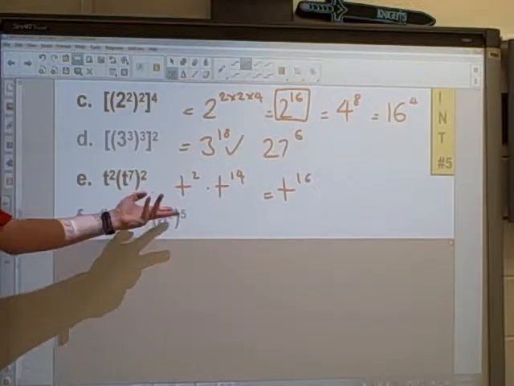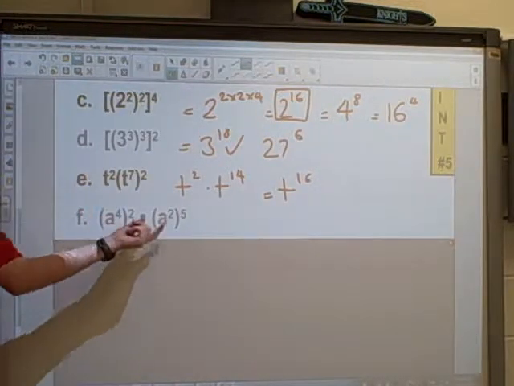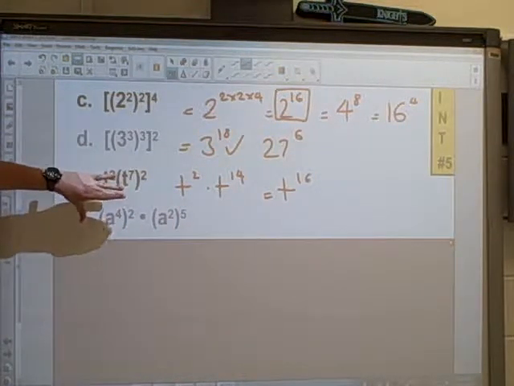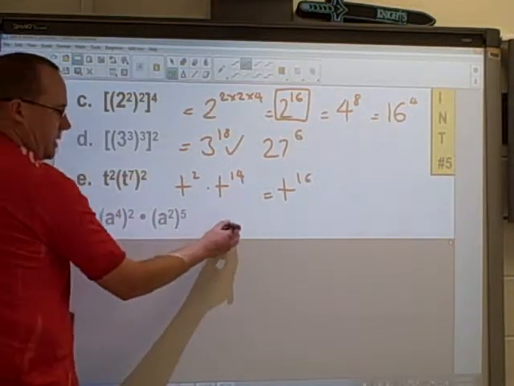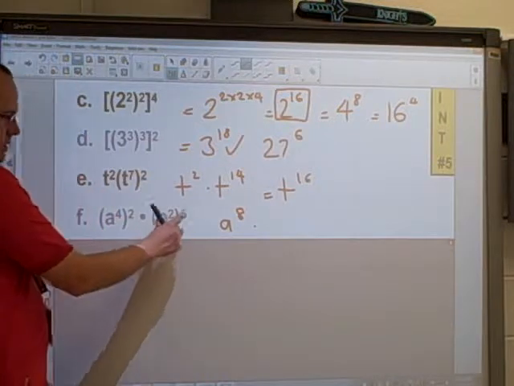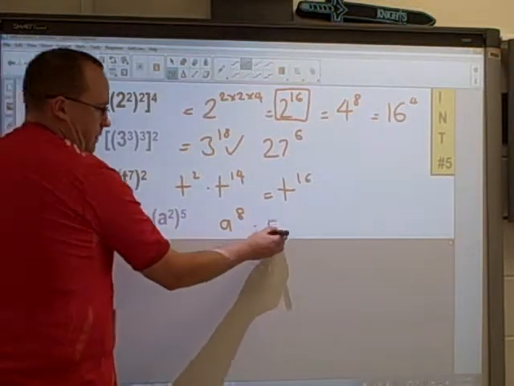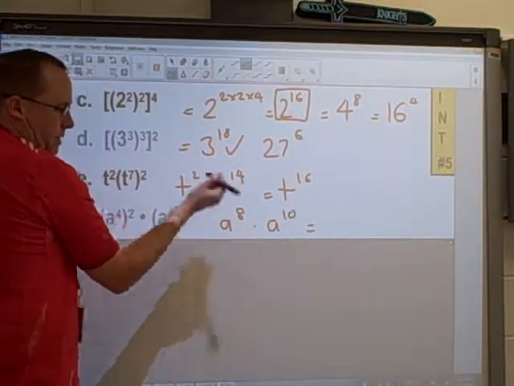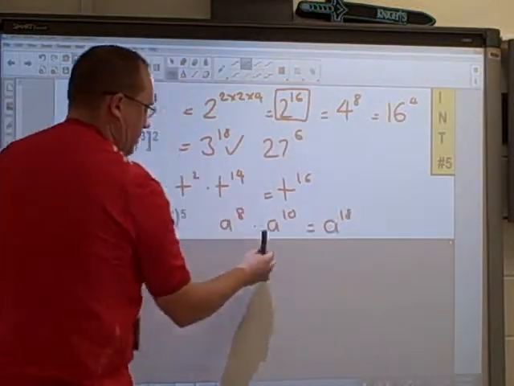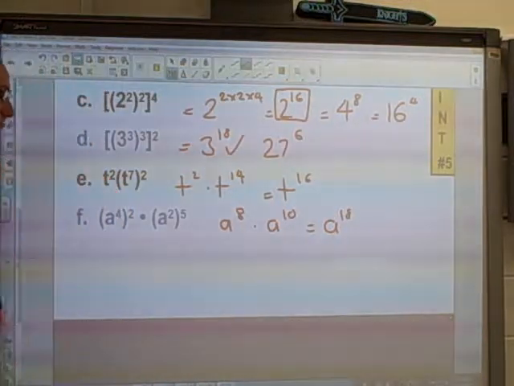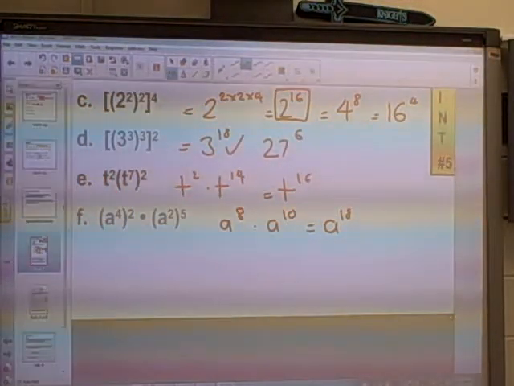If we have one that's more complicated than that still, I can still say I've got parentheses here with exponents, so the PE of PEMDAS I'm going to work on first. Power to a power, I'm going to multiply those together, so 4 times 2. Power to a power, 2 times 5 is 10. And then now I can do the multiplication, so when I multiply I'm going to add these together. So a to the power of 18. And that's our first little ones practiced.